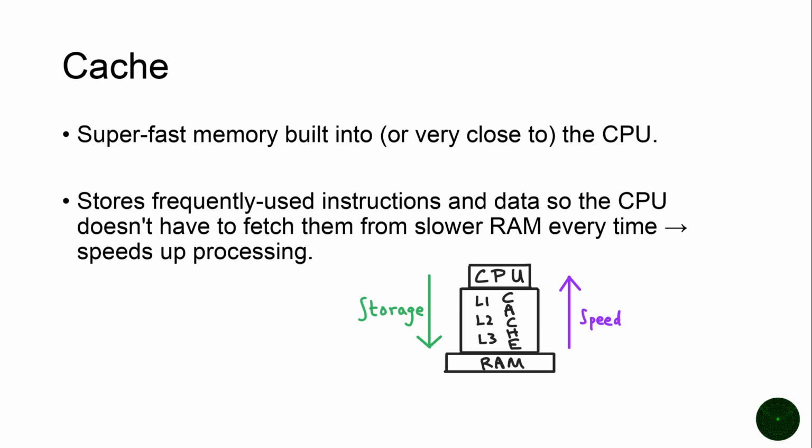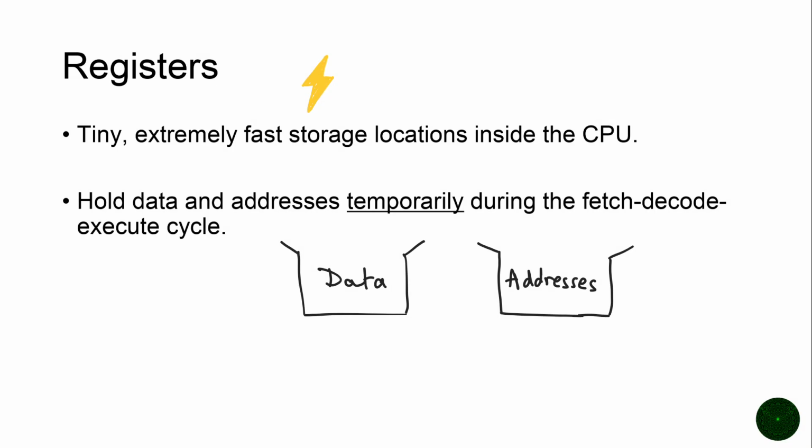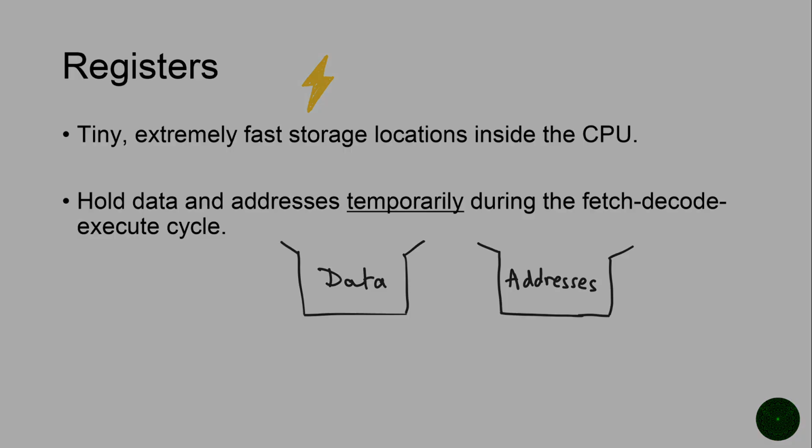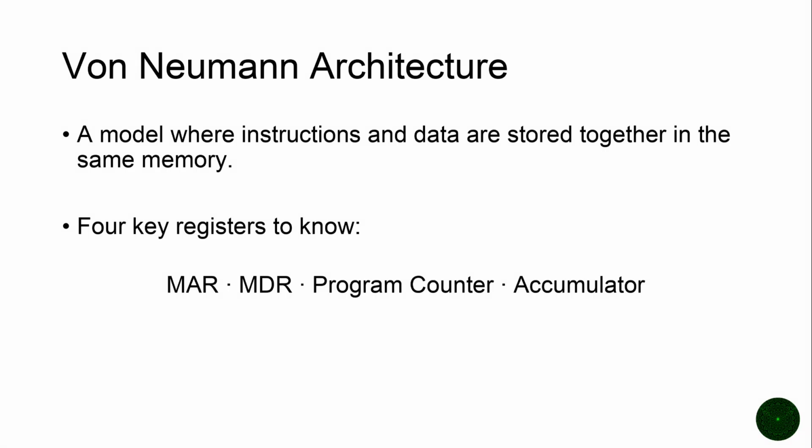Cache is a small amount of extremely fast memory, inside or very near the CPU. It stores instructions and data that get used often, so the CPU doesn't need to keep fetching them from the much slower main memory, hence faster processing. Registers are tiny storage locations built directly into the CPU. They're the fastest memory in the whole computer, but hold a very small amount of data temporarily. The whole FDE process happens within something called von Neumann architecture, which is a model where both instructions and data live in the same memory.